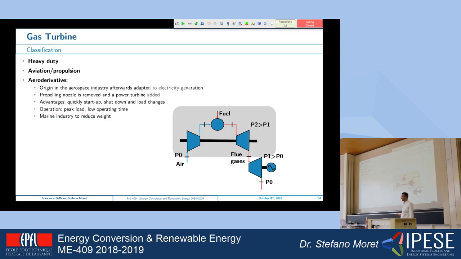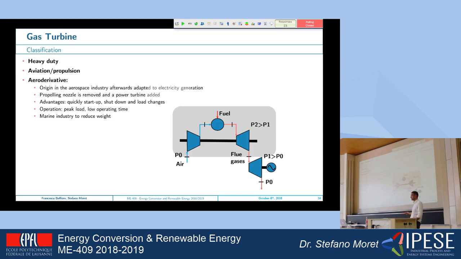Then you have the third type of turbine, which is called aeroderivative. So these are turbines that normally come originally from a turbine that was made for airplanes. So basically, these turbines are very efficient, but they are not used all the time. Like a turbine in an airplane, you don't use it 8,000 hours a year. You use it for a very short time, and you want a very high efficiency.